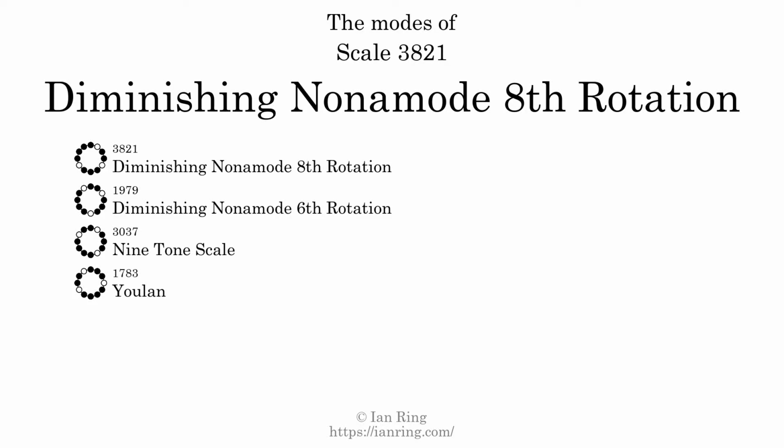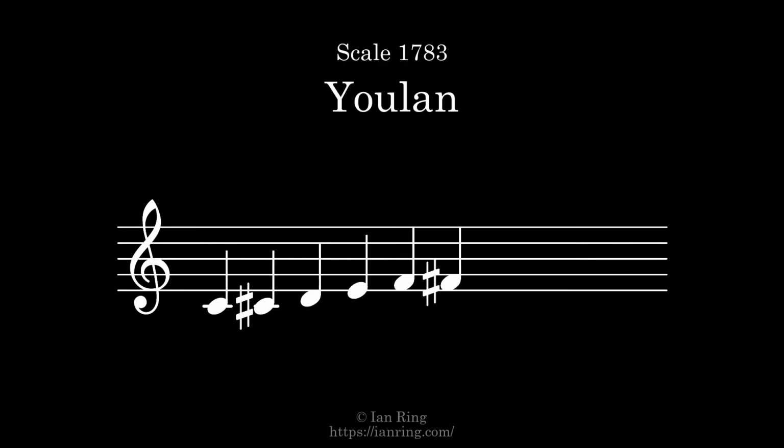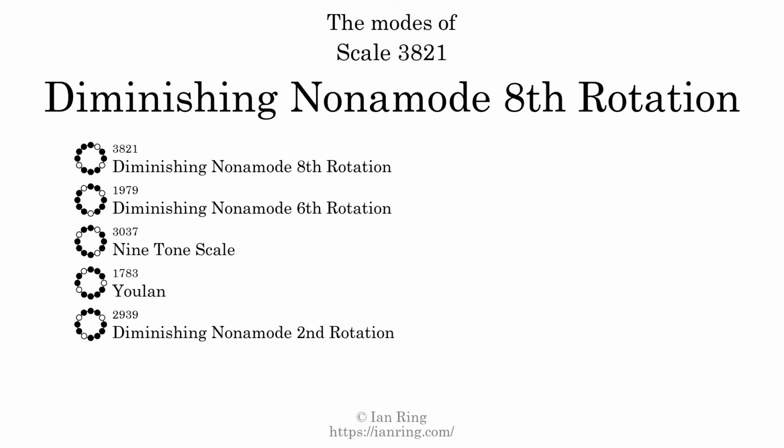The fourth mode is scale 1783, also known as Ulan. It sounds like this. The fifth mode is scale 2939, also known as Diminishing Nonamode 2nd rotation. It sounds like this.